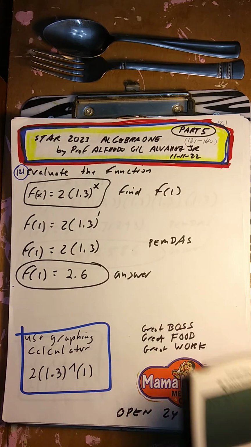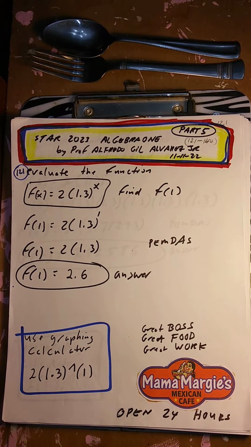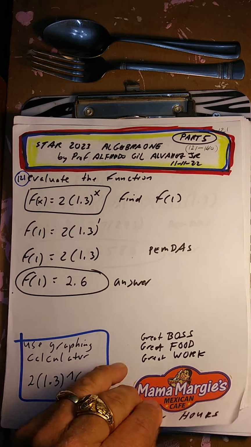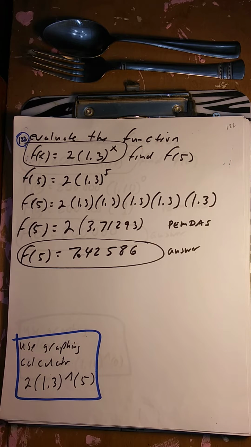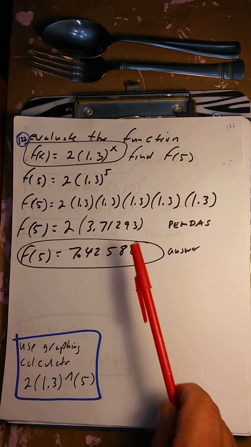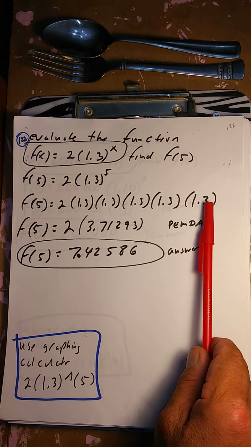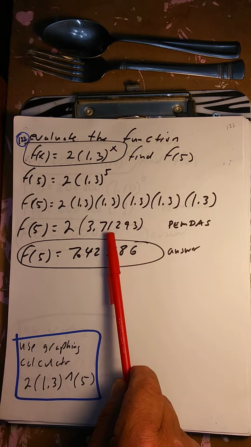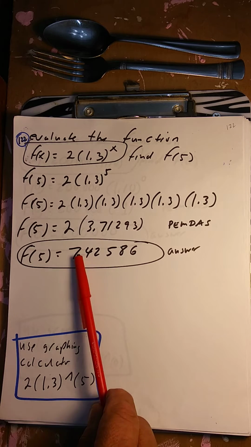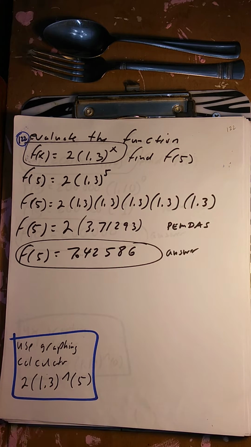Anyway, let's continue. Next question. Evaluate the exponential function again, 2 times 1.3 to the x. Put a 5 in there. 1.3 to the 5 means 1.3 times itself 5 times, which is going to give you 3.71293 in the calculator, times 2 is going to give you this. Or you can do it all at one time in the calculator. Either way.